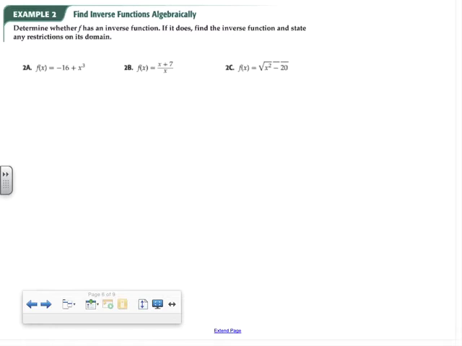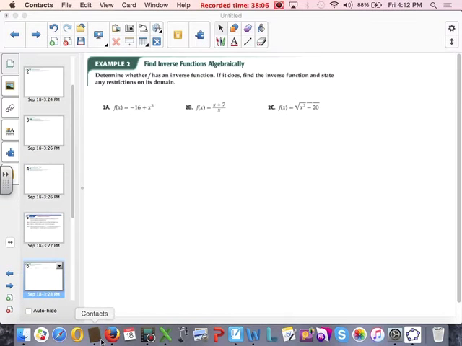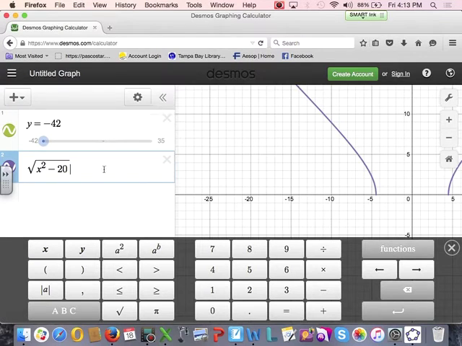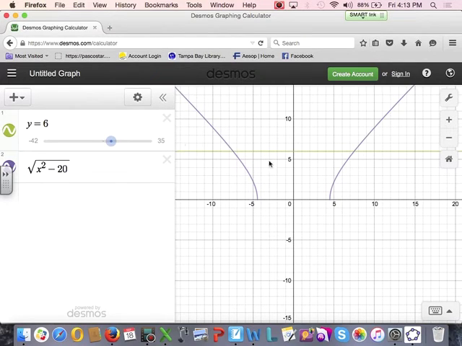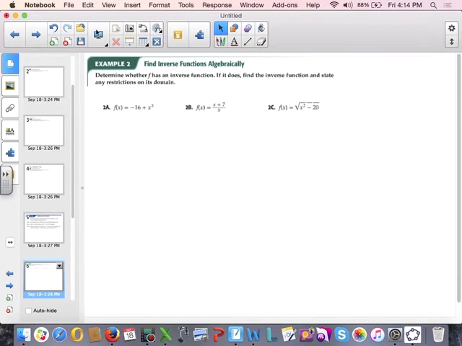Part C, before we try to find the inverse of this function, let's make sure that it is, in fact, going to be a function. So the square root of x squared minus 20. Let's graph that. So I graph the square root of x squared minus 20, and when I bring up my horizontal line, maybe it's hard to see, notice that it's crossing my function in two places. So this does not have an inverse function.